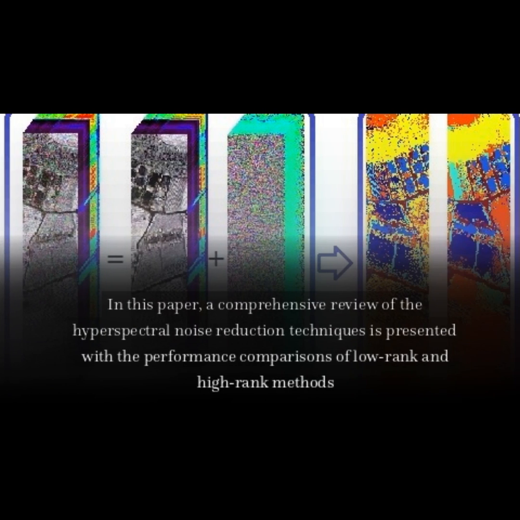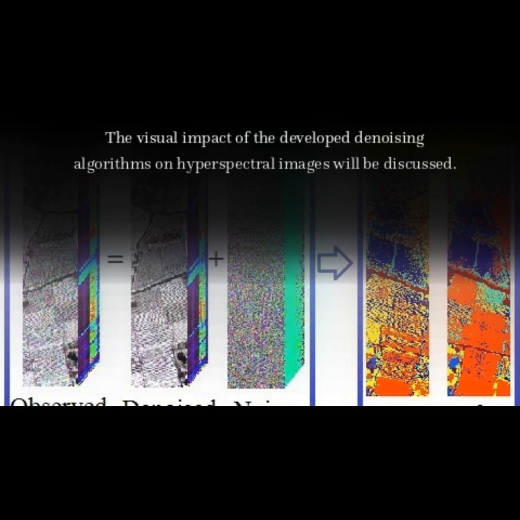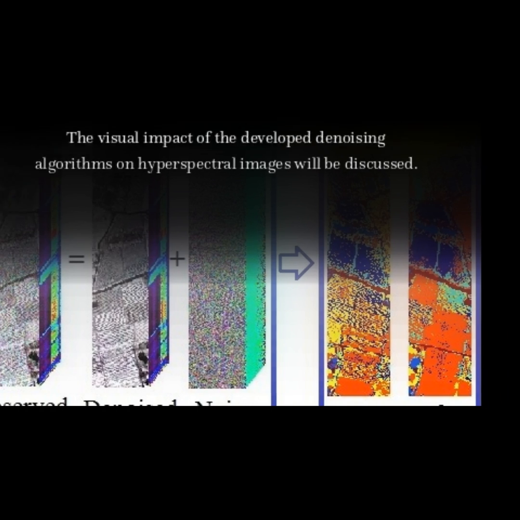In this paper, a comprehensive review of the hyperspectral noise reduction techniques is presented with the performance comparisons of low-rank and high-rank methods. The results of the experiments indicate that the use of low-rank denoising methods can improve the classification accuracy in hyperspectral images. The visual impact of the developed denoising algorithms on hyperspectral images will be discussed.